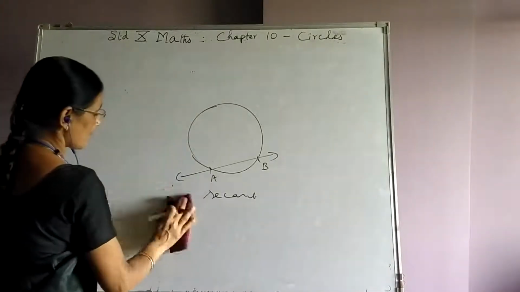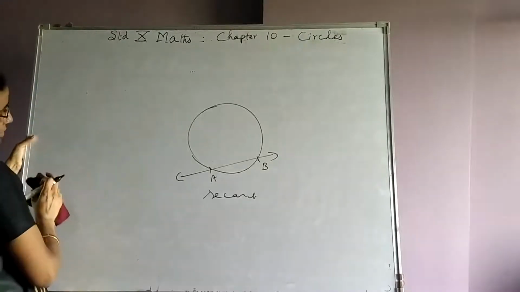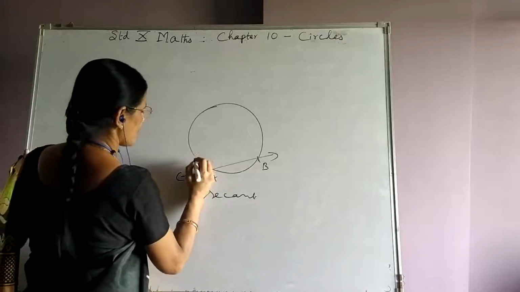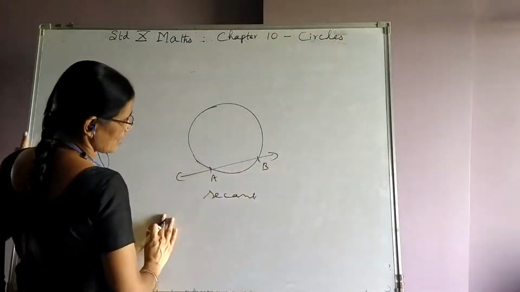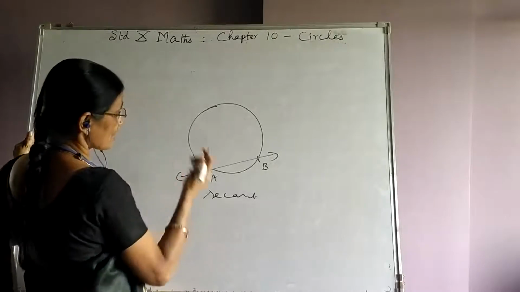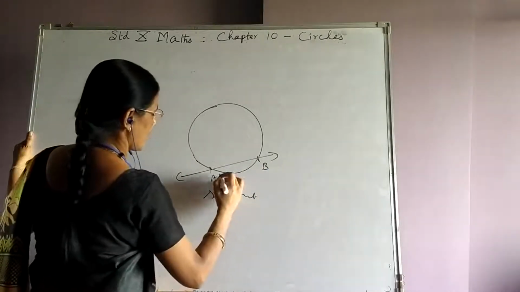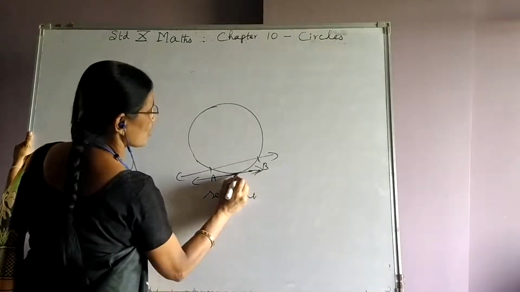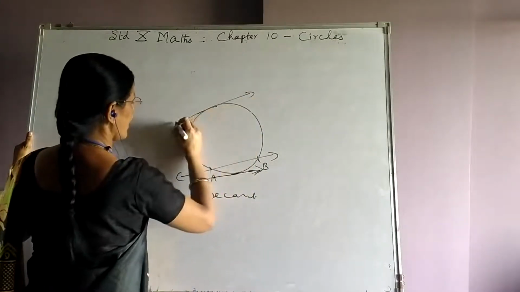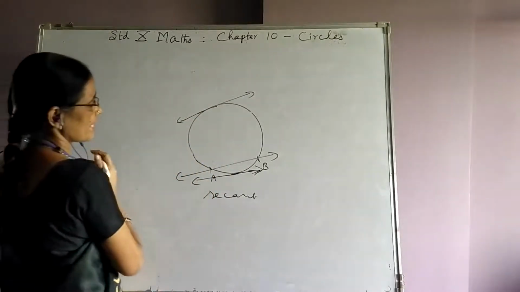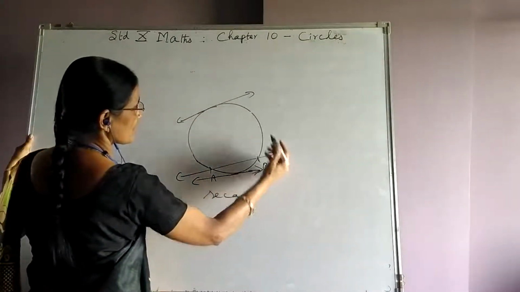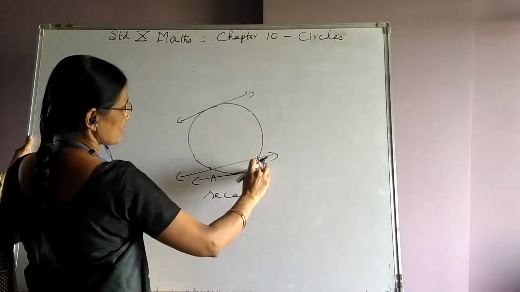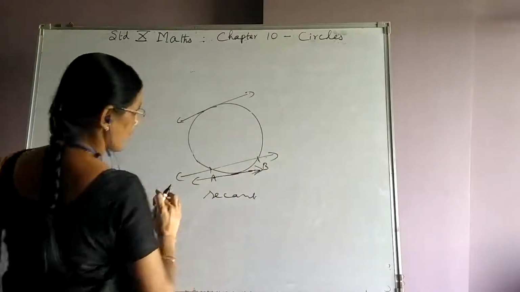Suppose a secant is given. How many tangents can be drawn parallel to it? Say, this is a secant given. The question is, how many tangents can be drawn parallel to this secant? Here, we can draw one tangent. Similarly, here. So, maximum how many tangents can be drawn parallel to a given secant? There exist a maximum of 2 tangents which are parallel to the given secant.